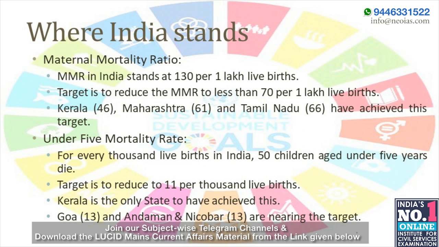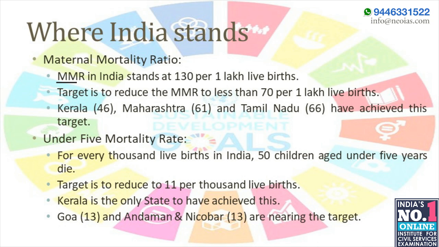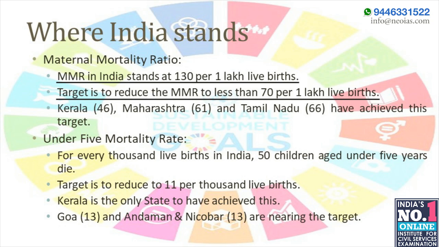So where does India stand in goal 3? First, in maternal mortality ratio. Maternal mortality ratio MMR in India stands at 130 per 1 lakh live births. The SDG target is to reduce the MMR to less than 70 per 1 lakh live births. 3 states, namely Kerala, Maharashtra and Tamil Nadu, have achieved this target at 46, 61 and 66 per 1 lakh live births respectively.